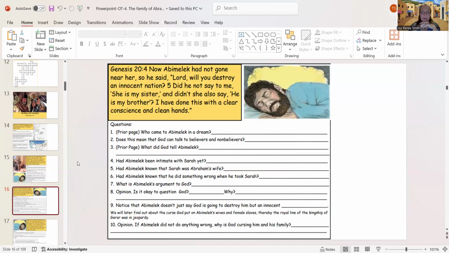If Abimelech did not do anything wrong, why is God cursing him and his family? To give him a warning. He has a choice. You can choose this woman and have problems with your family, or you can let her go.